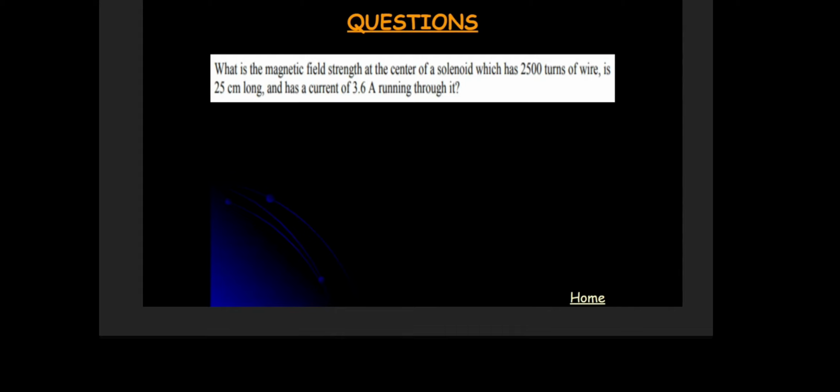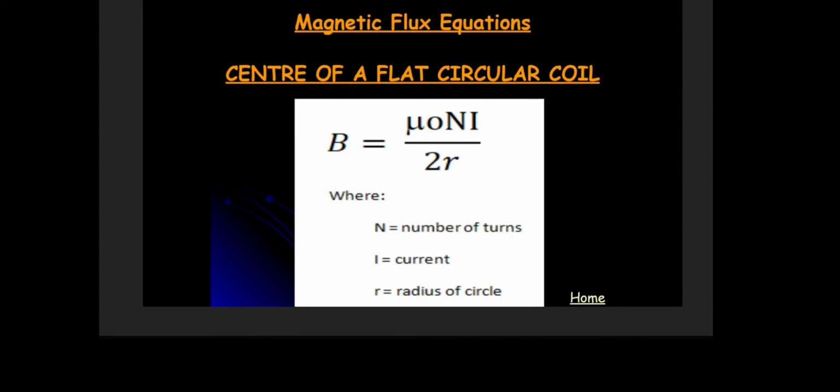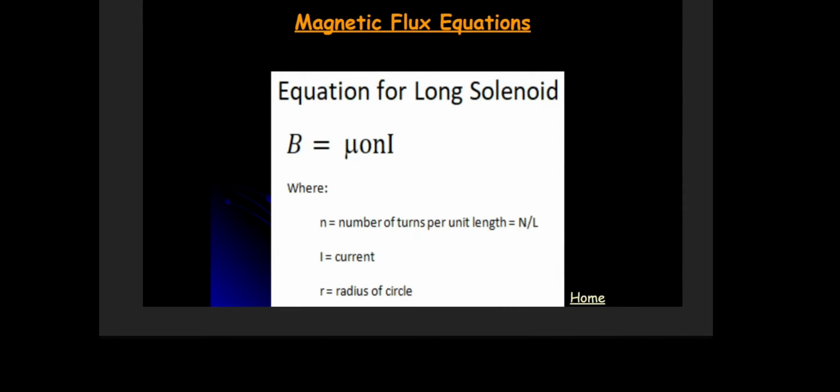So that tells us the equation we used was which one? This or this one? Which one did we use? Yes, B equals permeability times n times I. We use this one because it gave us the current and the length of the coil, which tells us it's a long coil. But for the small n, all we did was replace it with the number of turns over the length.